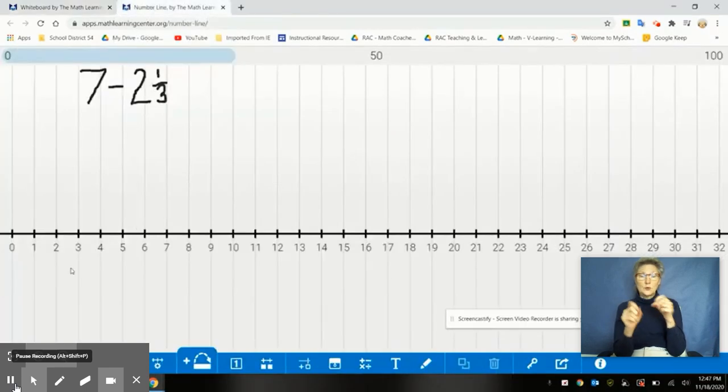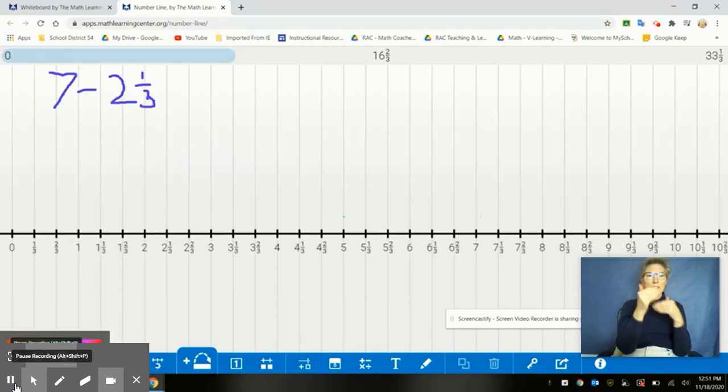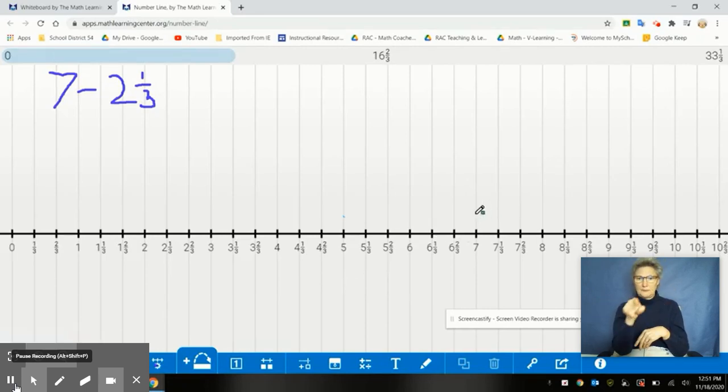All right, let's try another problem. 7 minus 2 and 1/3. Okay, here's our next problem. 7 minus 2 and 1/3. So we're going to use our number line as our first strategy to solve. So let's start at 7. Okay, here we go. We're at 7.